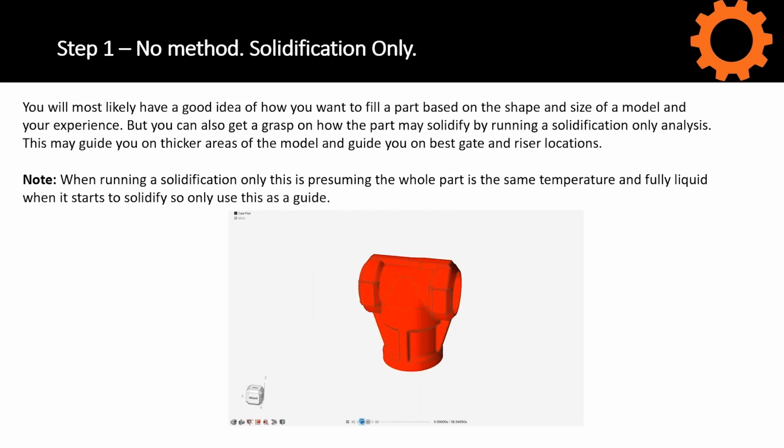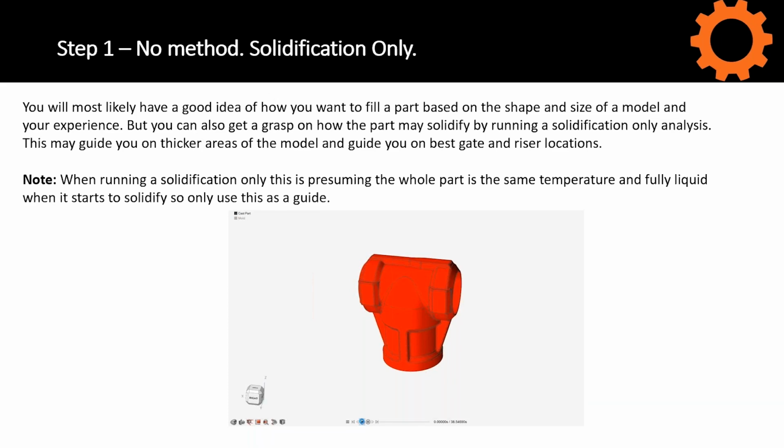Method engineering is where we're coming up with the best method to fill the part, so hopefully we can reduce errors and potentially improve yields as well. The workflow will look something like this. Generally, you'll have either designed your cast part or been sent the cast part. The first step is always to import it into the casting software. Once it's been imported, your step one could be purely a solidification only analysis.